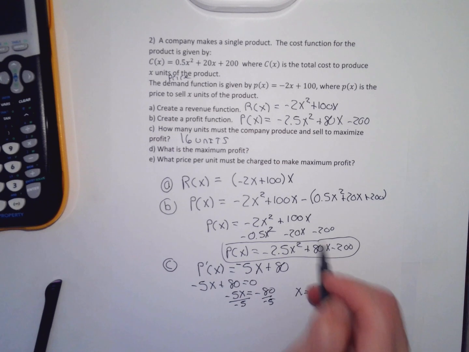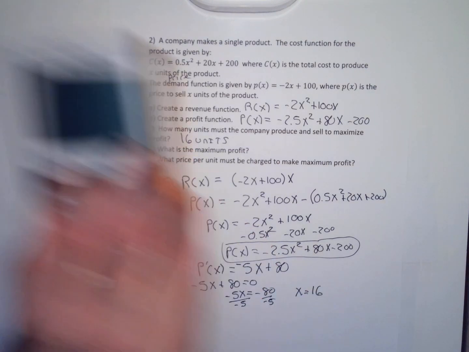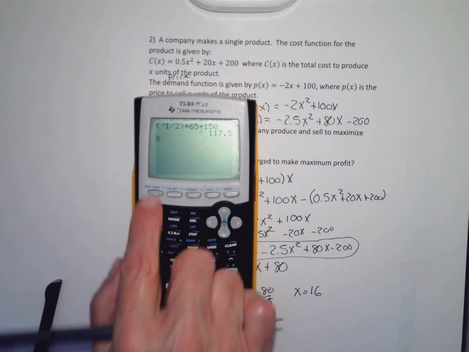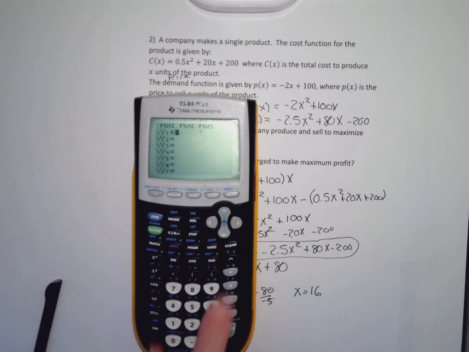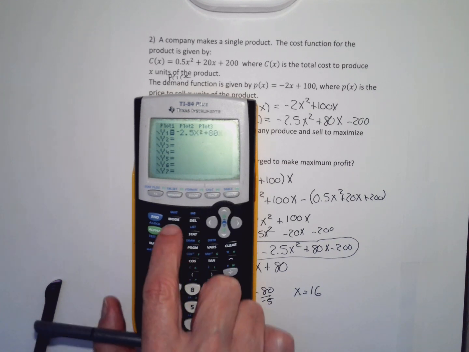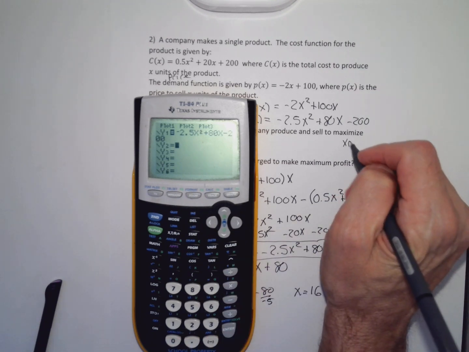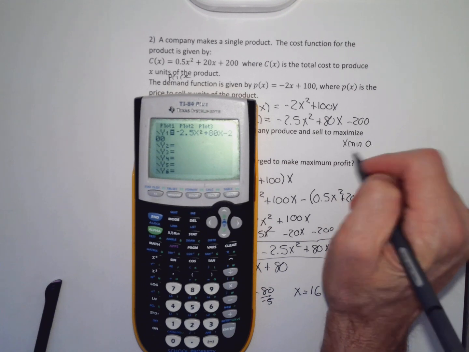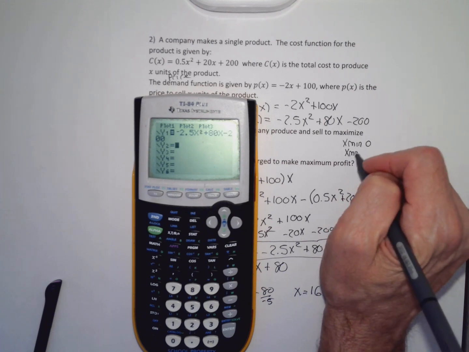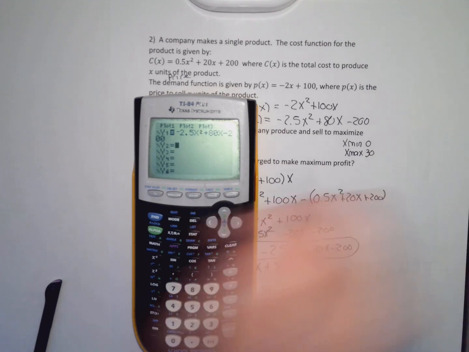I'm going to just confirm that x equals 16 is the x-coordinate of a maximum point by taking the function, shoving it in y1, going negative 2.5x squared plus 80x minus 200. I know my window, my x-min and my x-max have to at least accommodate 16. So my x-max needs to be bigger than 16. Let me just make it 30.